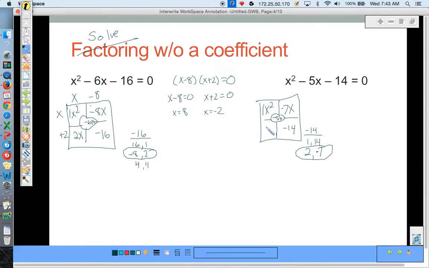So negative 7x and 2x. So we have x and x, minus 7 plus 2. So we have x minus 7 and x plus 2 equals 0. So to solve, x minus 7 equals 0, x plus 2 equals 0. Because anytime one of these parentheses equals 0, 0 times the other number will be 0. So you have x equals 7 and x equals negative 2.